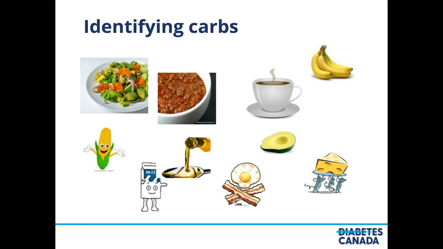Okay, so let's review. The first one is salad. Salad we mostly count as negligible. Most of the available carbohydrate is close to 0 to 5 grams per cup, so we usually don't count salad. If we go to the next picture, that's chili. Chili usually has some beans and tomato sauce that will have carbohydrate.